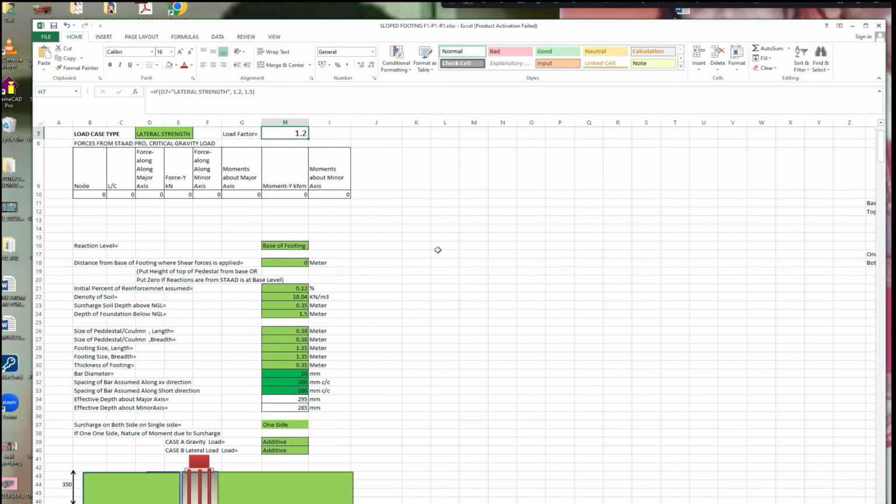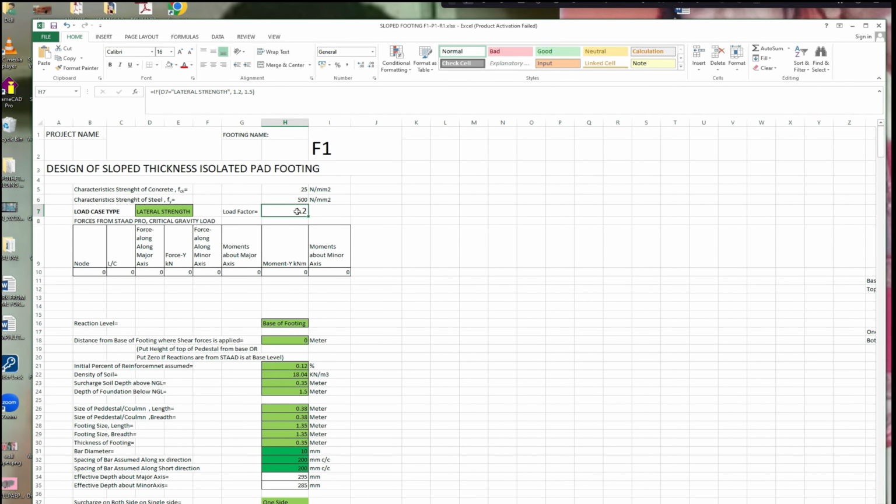In the lateral load case design, you can see I have taken the lateral load factor as 1.2. So whatever pressure we are getting below the footing, we have to multiply the bending moment and shear force obtained from that by 1.2 because this is the lateral load case. Here we are not considering 0.9 into 1.5 because all the footing load cases have load factors of 1 only.